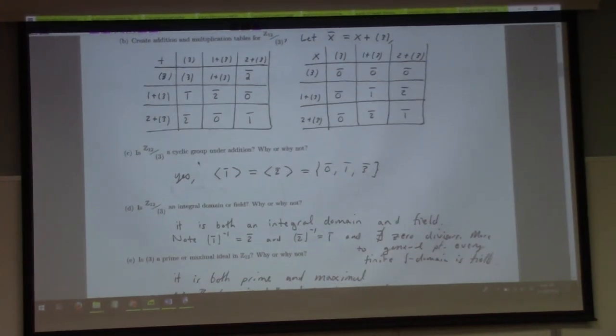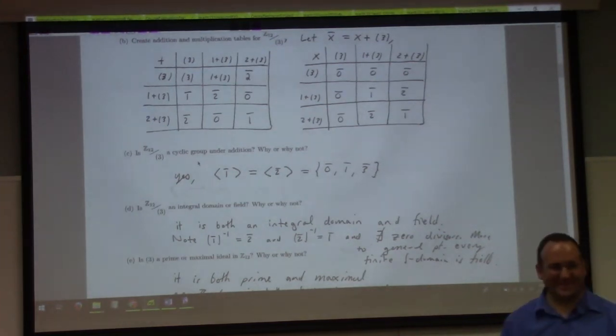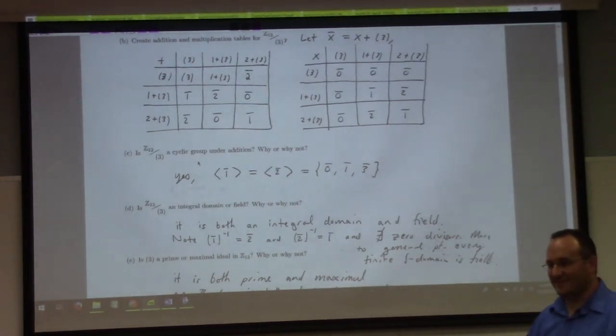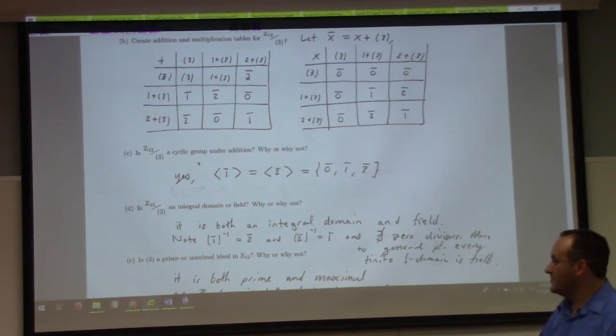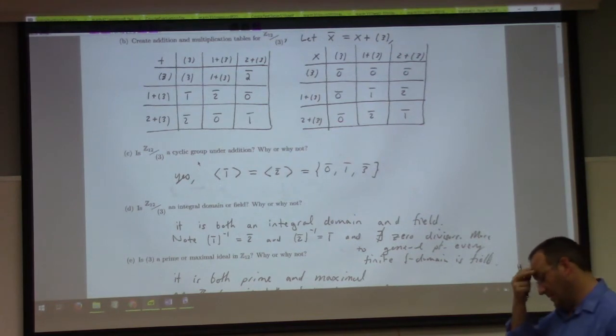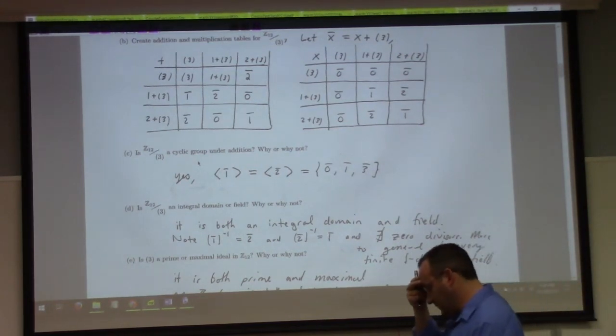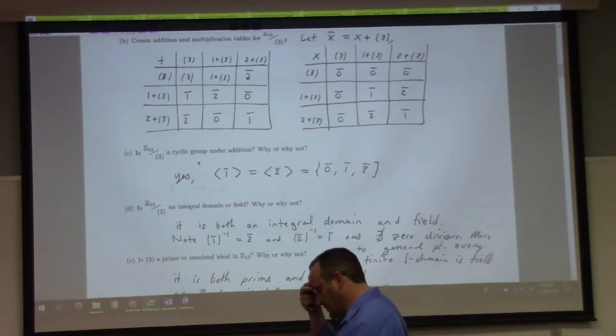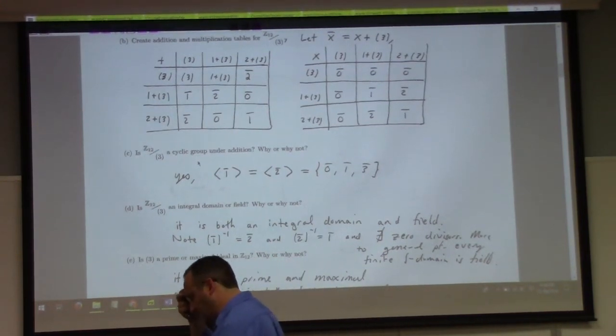I guess the right way to answer that is, if it's a field, it's automatically an integral domain, so let's just answer whether or not it's a field. I have a question. If it's maximal, is it necessarily prime? We have proven that if it's maximal, then the quotient ring by a maximal ideal gives me a field. And since a field is an integral domain, yes, maximal implies prime.